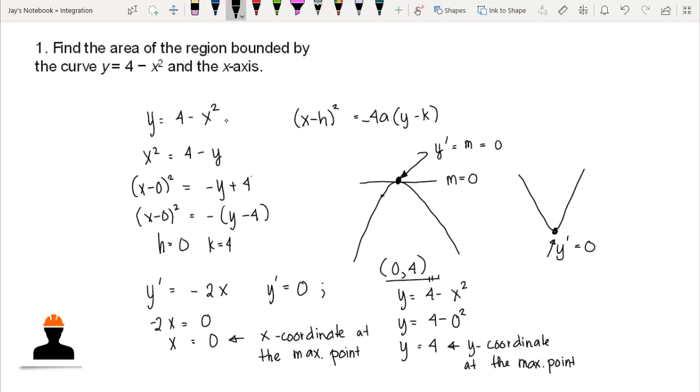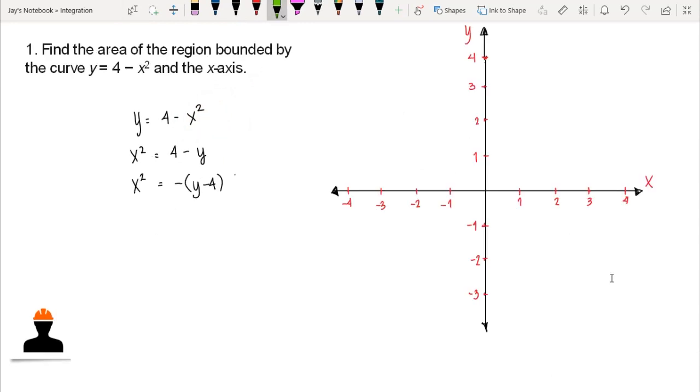Now that we have computed the vertex, we can go to the plotting of this equation in our Cartesian coordinate system. So let's plot the equation x² = −(y − 4). Again, we know that this is a parabola opening downward, since we have a negative equation, and we have our vertex at (0, 4).